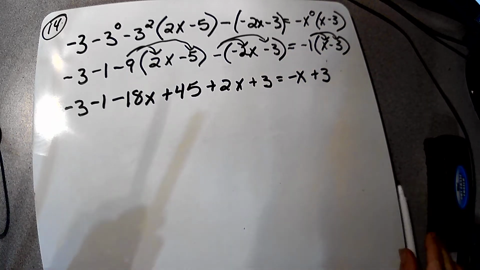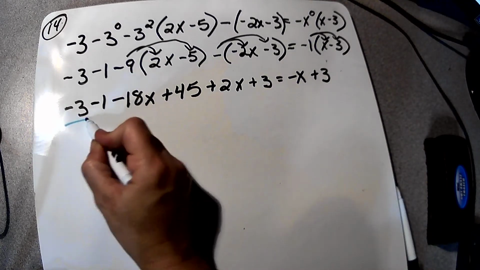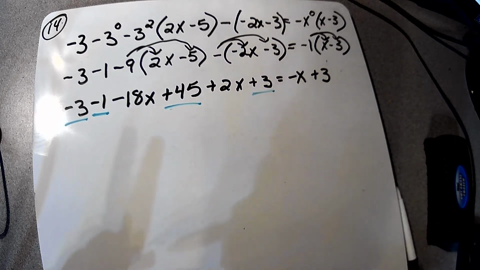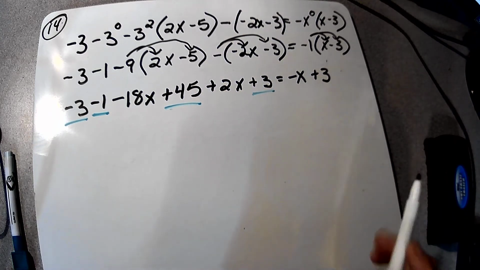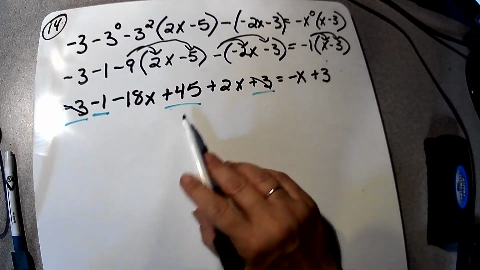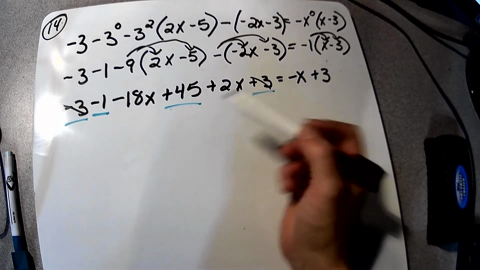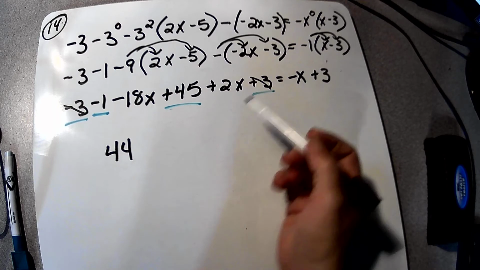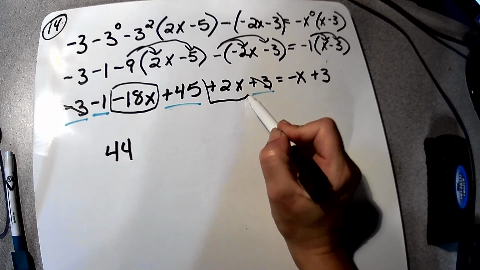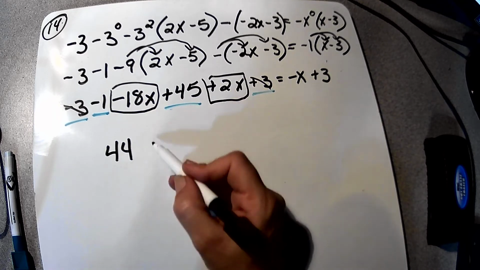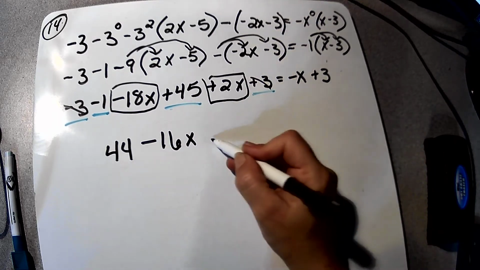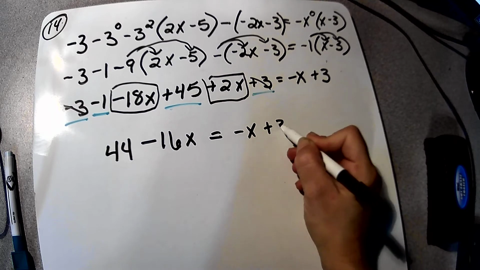Alright, now I got a lot of like terms we can put together. So let's go with negative 3, negative 1, positive 45, positive 3. Put all those together first. So I'm going to add up my positives first. Actually, we can do negative 3 and positive 3 cancel each other. And then we're left with 45 minus 1, which would be 44. Okay, and then we have this negative 18x and positive 2x. 18 and 2, that would be negative 16x. Alright, so that took care of everything on that side. Equals negative x plus 3.